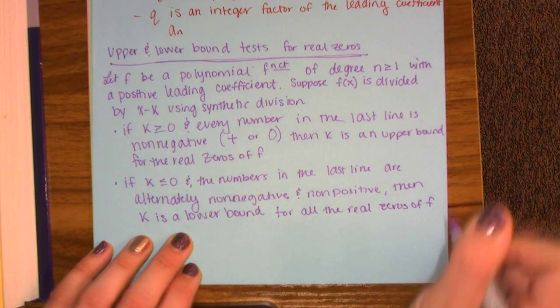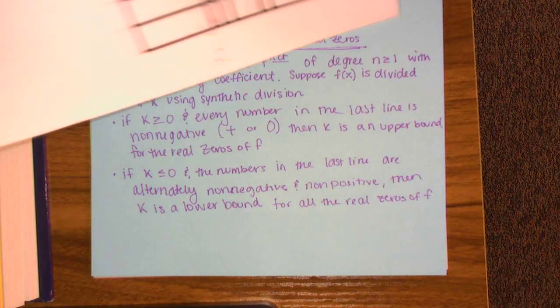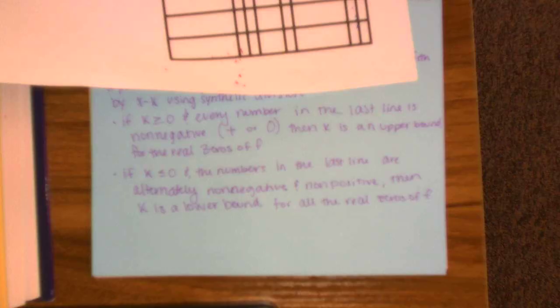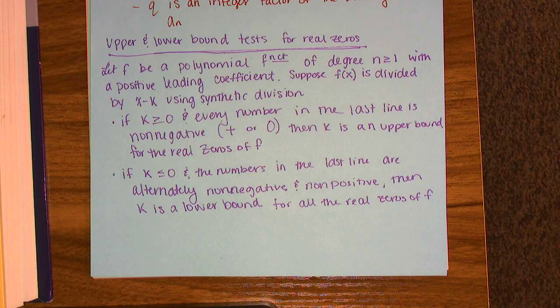of f. So basically we set this up as synthetic division, and then if we get the whole last line either positive or 0, it's an upper bound, assuming that k was greater than or equal to 0. If k is less than or equal to 0, and it alternates between positive or 0 and negative or 0, then k is a lower bound. Rather than the symbol. I don't know if that just helped anything or not.